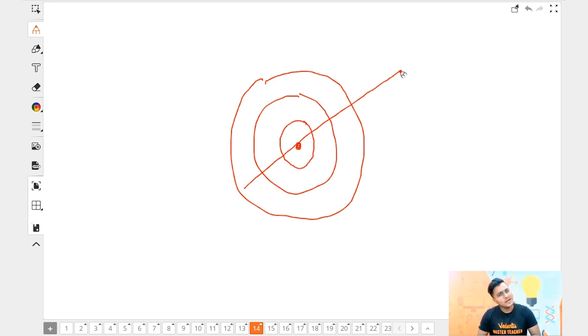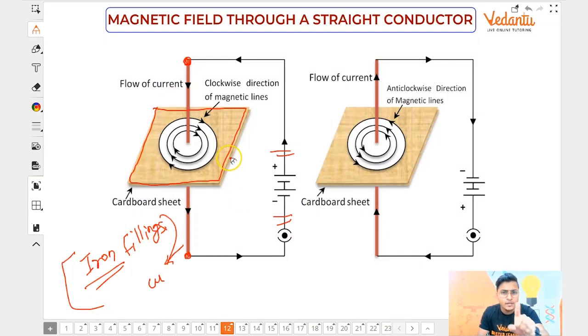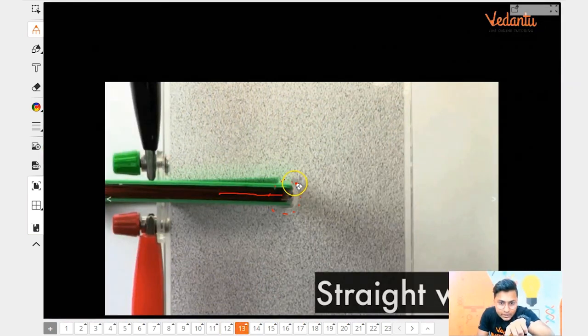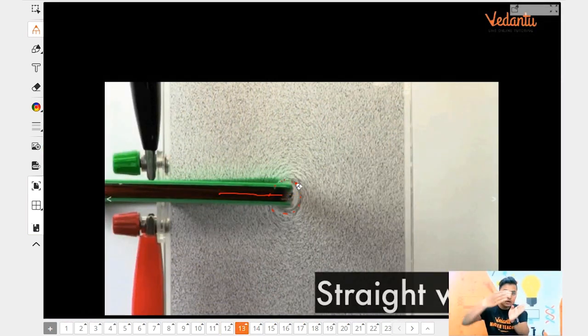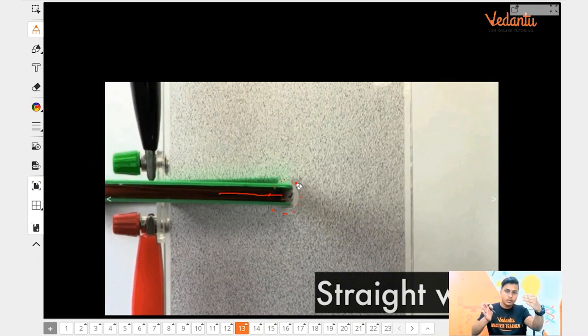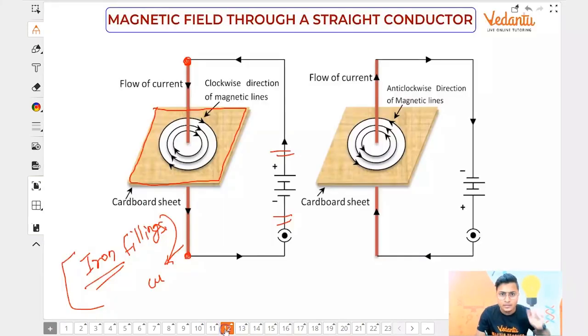Cool. But then the story doesn't end there. The story does not end there, because we noticed one more thing. If you notice very carefully in this diagram, initially when I turned on the switch, all the iron filings turned and formed circles, concentric circles. But then the same thought which came to Aristotle also.